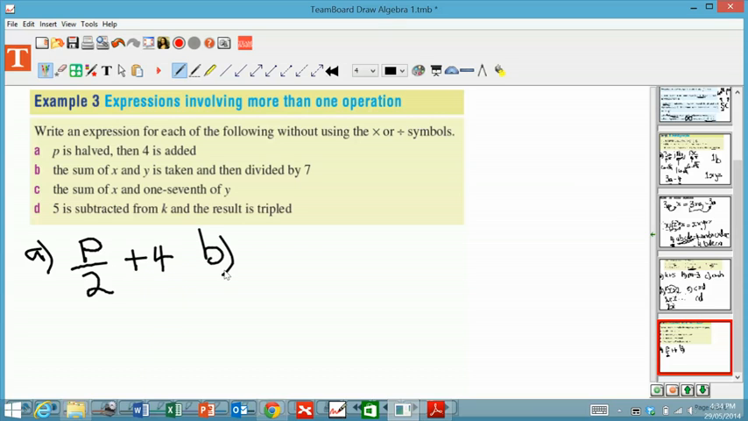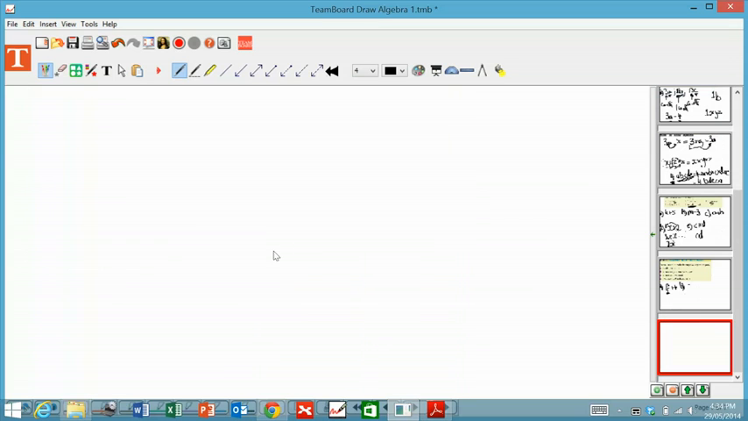Okay? Next one. The sum of x and y. If you don't get this stuff, remember you're watching on a video, so you can rewind and replay it. B, the sum of x and y is taken and then divided by 7.